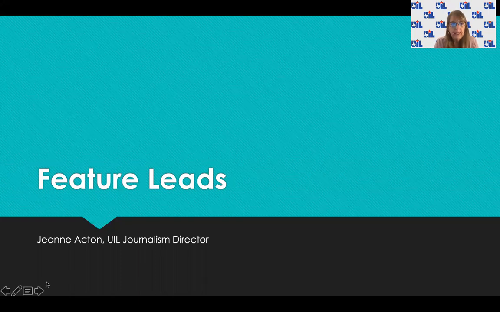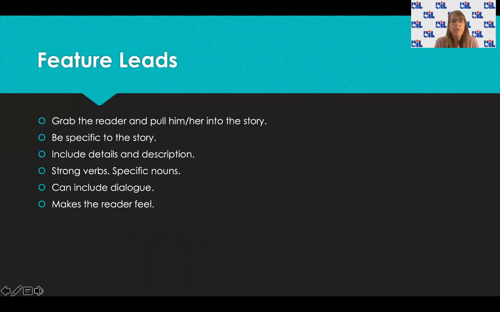So let's get going. Here are a couple of the characteristics of feature leads. For me, the first bullet's really visual, and I always put my hands up like this if I'm presenting. What you want your feature lead to do is grab the reader and pull him or her into the story. They're so taken in by your lead that they're going to keep reading. That's what we want our leads to do.